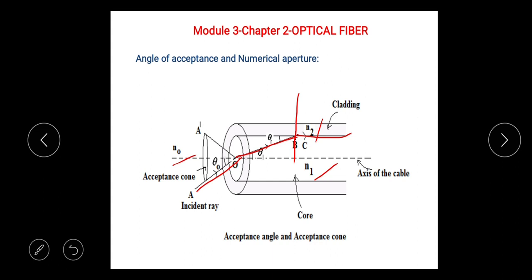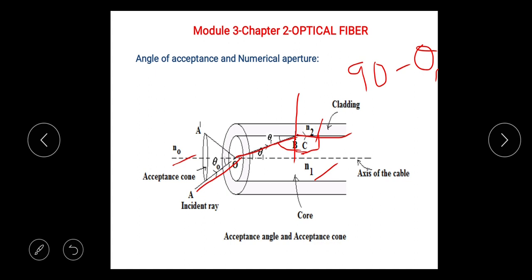At the point O, theta naught is angle of incidence, theta 1 is angle of refraction. At the point B, 90 minus theta 1, it is not written here, this is that angle. 90 minus theta 1 is angle of incidence and 90 is angle of refraction. So at the point B, if angle of refraction is 90 degree, then angle of incidence is called as critical angle. So 90 minus theta 1 is taken as critical angle.